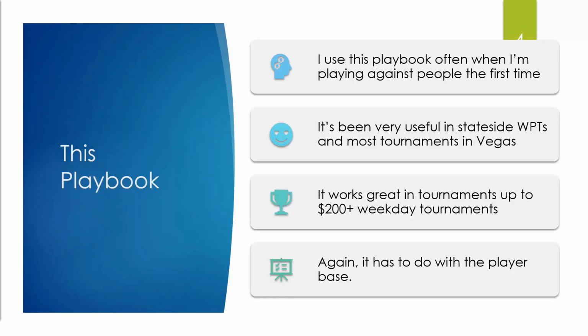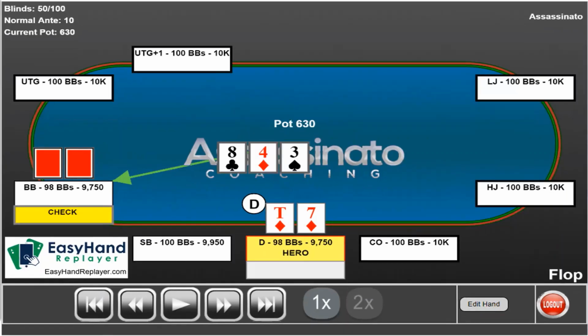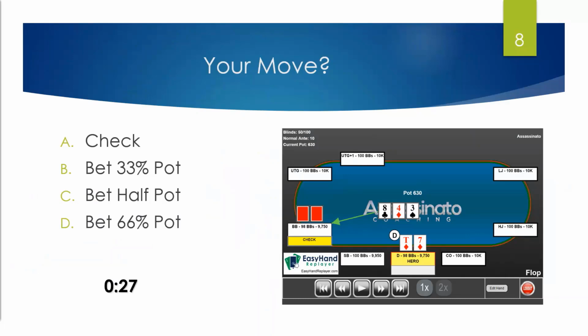Let's take a look at a hypothetical situation. So here you have 10-7 of diamonds on the button. You raise to 2.5 times the big blind. The big blind calls you. The board comes 8 of clubs, 4 of diamonds, 3 of spades. It gets checked to you. Of these options, which one would you like to take? All right, you're going to get a few extra seconds because I had a little technical difficulty there.